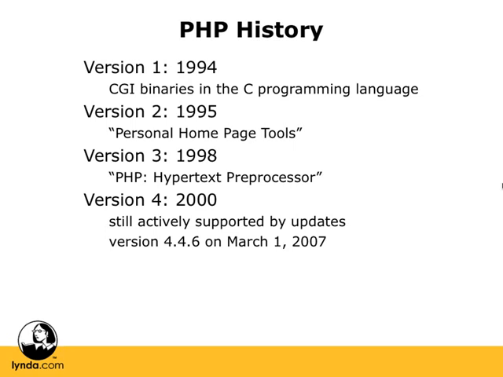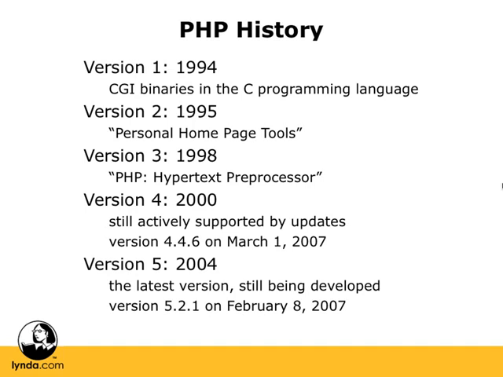There's also a version 5 of PHP, which came out in July of 2004, which is based on another new and improved version of the Zend engine. And PHP 5 includes a lot of new features, such as object-oriented programming and better database connectivity. And the latest stable version of that is going to be 5.2.1, which was released on February 8th of 2007, and again, 5.2.2 is already in the works. Now, as I mentioned, versions 3, 4, and 5 are still supported by browsers, and versions 4 and 5 are being actively supported by updates.